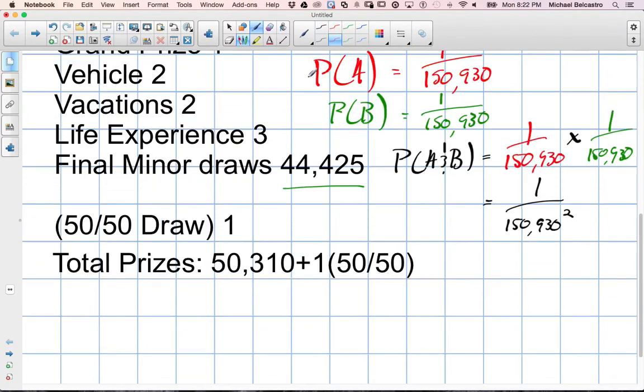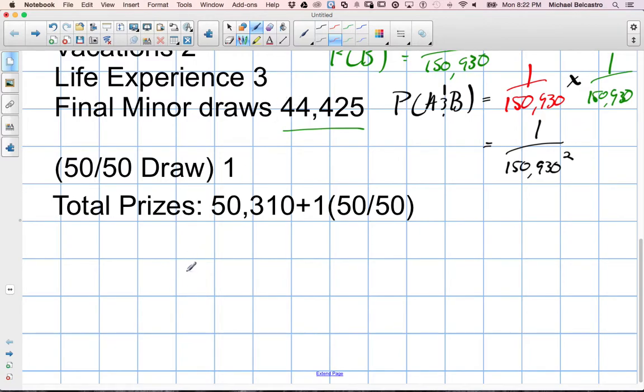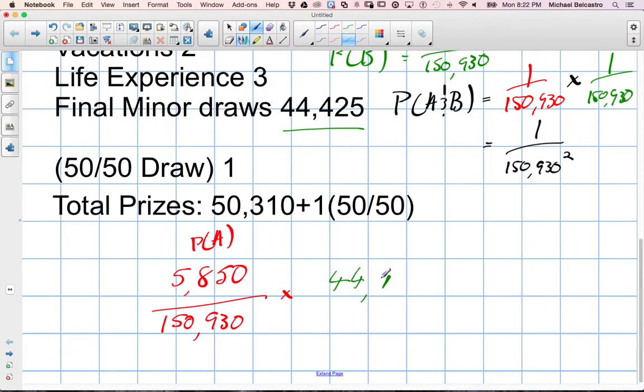So the first one had 5,850. Okay, so there's 5,850 of those tickets out of the total 150,930 tickets. And that was our probability of A. And our other probability is the final minor draws. Well, there's 44,425 out of the 150,930. Okay, so the probability of those two events happening is a little different.